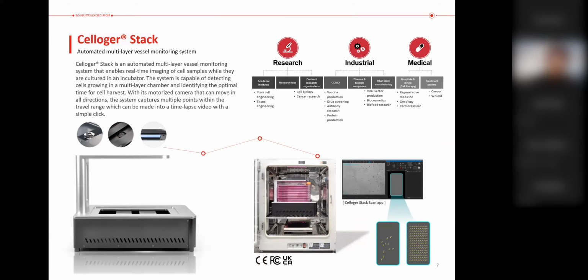Unfortunately, there are no products out there in the market that can actually read all 10 different layers. So the Celloger Stack reads only the bottom first layer. With the LED light shooting down and the objective lens viewing from the bottom of the surface, it goes through all 9 layers and gives you a clear image of the first bottom layer. It's mainly used for research, for industrial, and for medical.